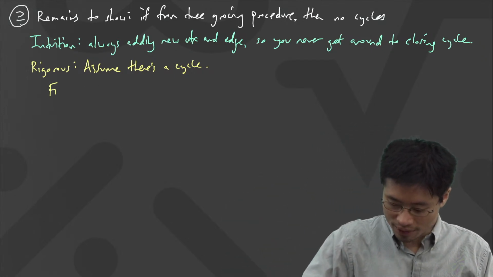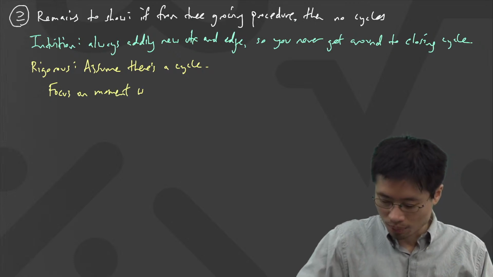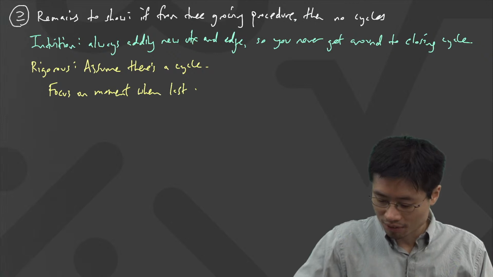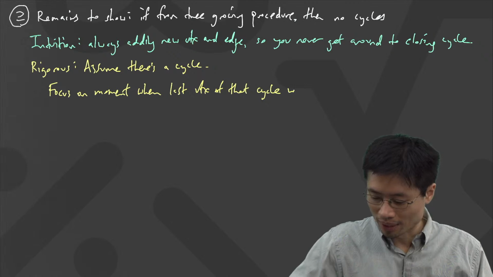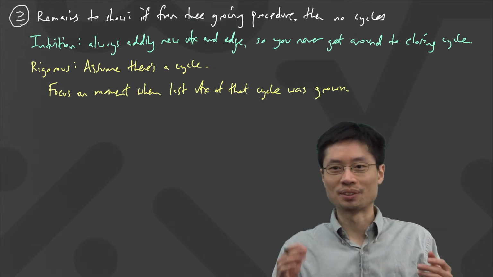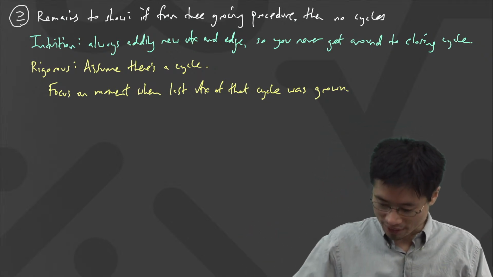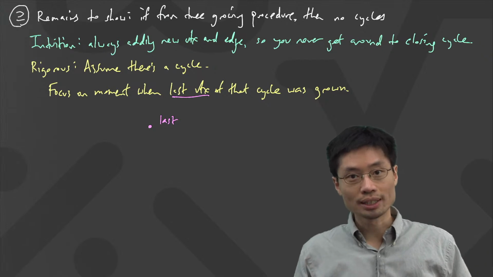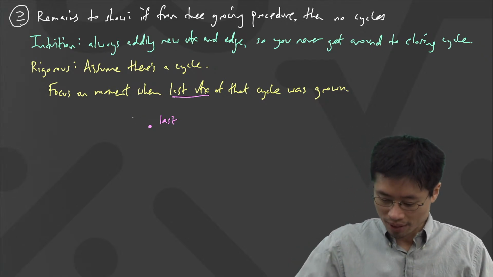So focus on the moment when the last vertex of that cycle was grown. I'm calling it grown because we have a tree growing procedure. So at some point the last vertex comes in. Last vertex is the pink thing. That's the last. Well, when it came in with an edge. But there's the rest of the cycle too. So there's the rest of the cycle.